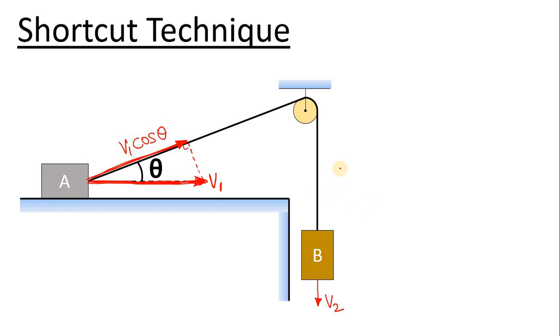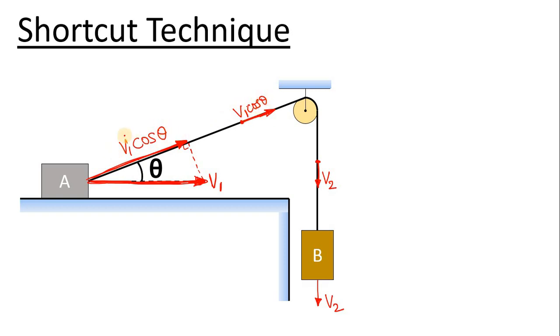Right. Now consider a point on the thread on the right side of the pulley and on the left side of the pulley. This point on the right side of the pulley is directly connected with the block B. So if the block B is moving down with velocity v2, definitely this point on the thread must also move with the same velocity v2. Similar logic applies here. This point on the left side of the pulley on the string must have the same velocity as that of v1 cos theta, which is the velocity of the block along that direction.